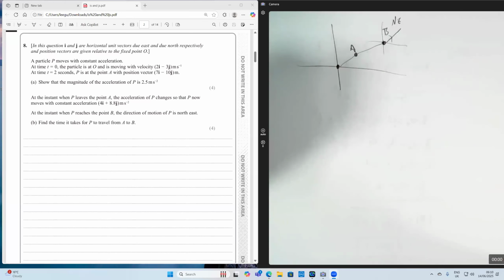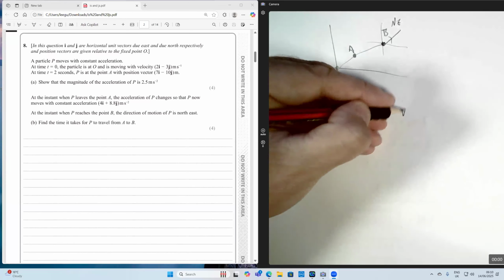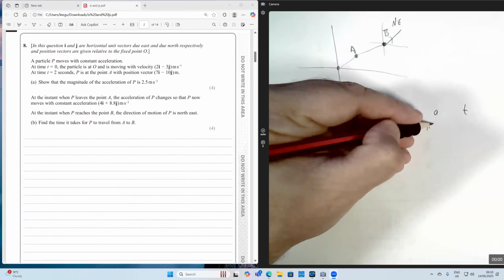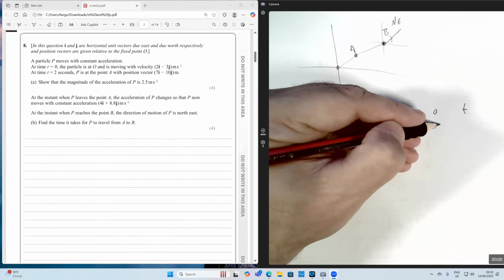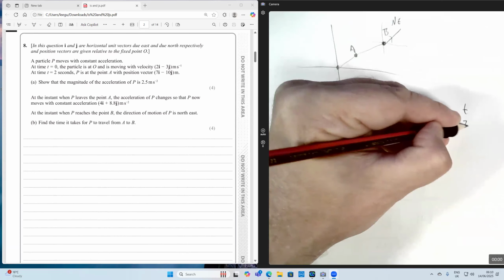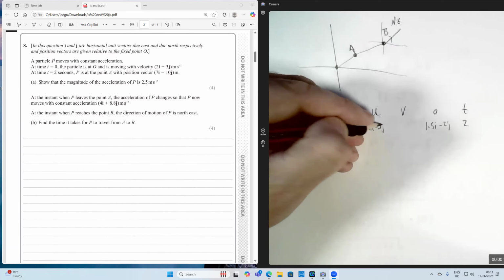For this second part of the question, it would be useful to know how fast the particle was traveling at the point that it reached A. So we need to do a SUVAT to help us. We're dealing with our original acceleration, because from 0 to A its acceleration hadn't changed yet, so 1.5i minus 2j. The time it took to get there was 2 seconds, and we know the initial velocity was 2i minus 3j.